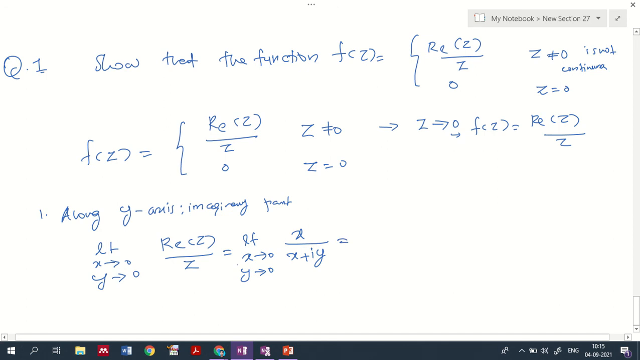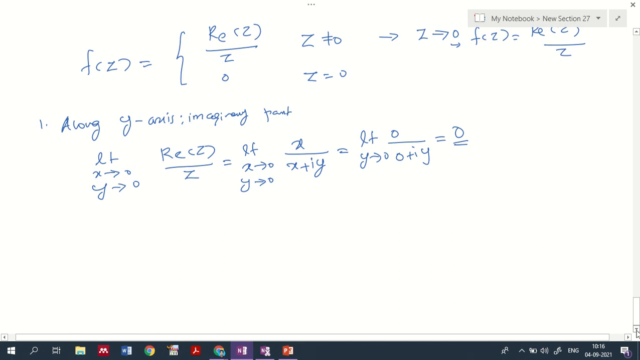in the representation. Now along y-axis means x will be equal to 0, and the corresponding limit as y tends to 0 will be equal to 0 divided by 0 plus iy. So you will be getting finally 0 here. So along y-axis, the limit value L is 0.